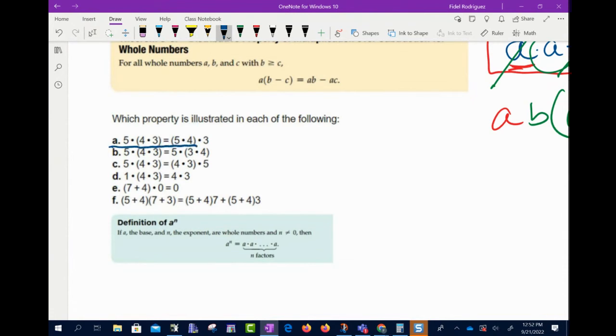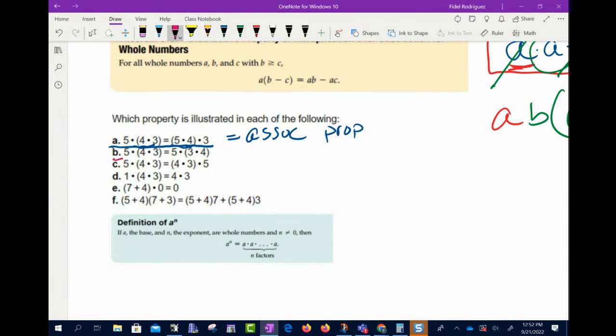When I look at the first problem right here, y'all, the first thing I notice is the order of my numbers is still the same. It's 5, 4, and 3. It's 5, 4, and 3. But we grouped the 4, 3 here, and we grouped the 5, 4 there. The one that tells you when you group them differently is going to be the associative property, okay?